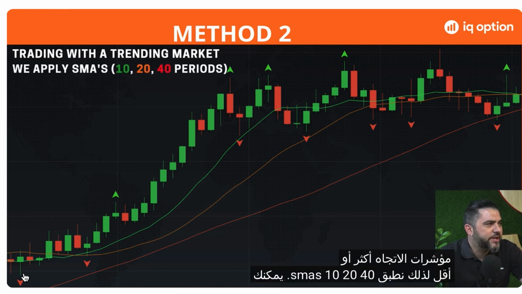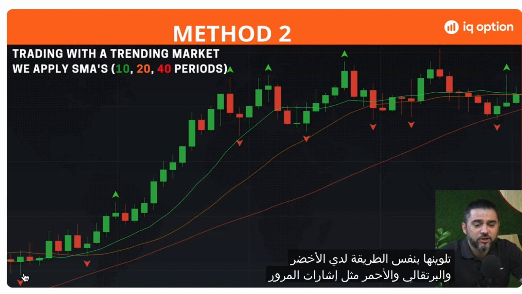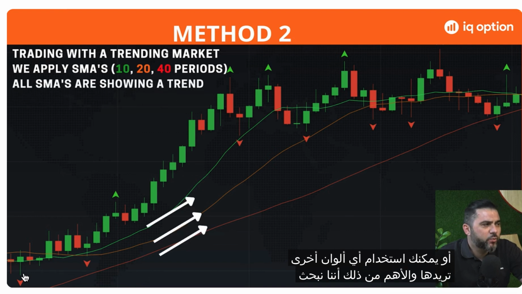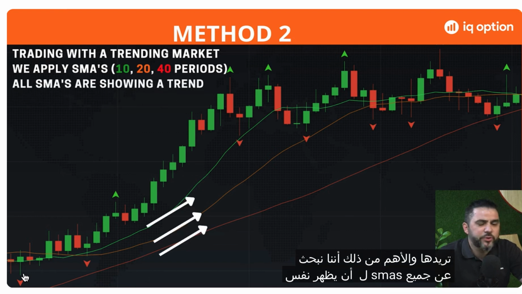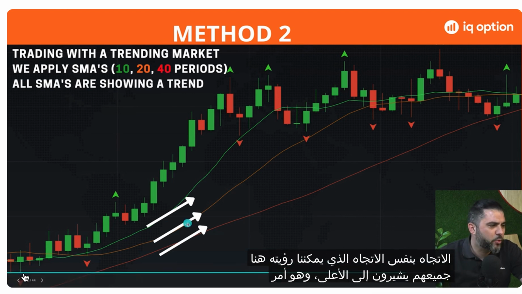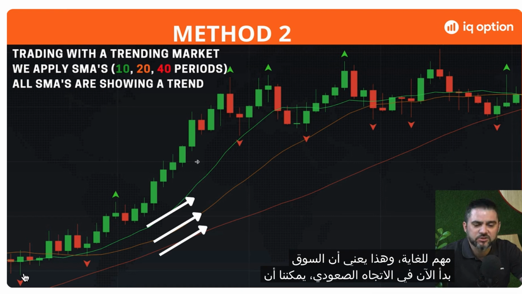So we apply SMAs 10, 20, 40. You can color them in the same way I have, green, orange and red like the traffic lights, or you can use any other colorations you like. And very importantly, we are looking for all SMAs to be showing the same trend, same direction. As we can see here, all of them are pointing upwards. Very important. This means that the market is now starting to trend upwards.